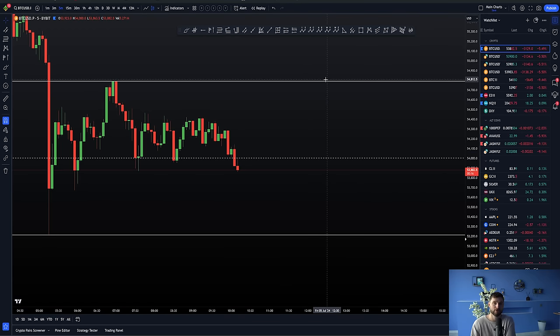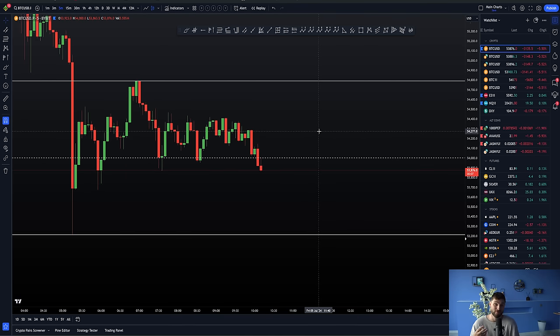bring it up to the middle of the channel, top of the channel. If we break up from the top of that channel, that scalp trade then has the potential of a day trade. And if you start to reclaim levels such as 60K, well, that's where it turns more into a swing trade at that point, but that's a long way off.